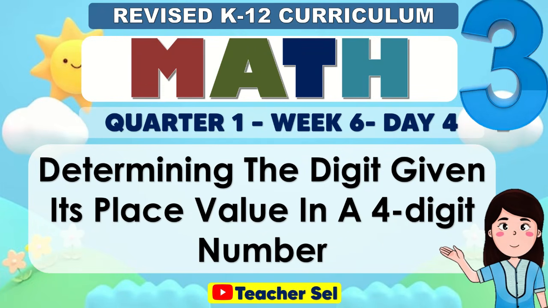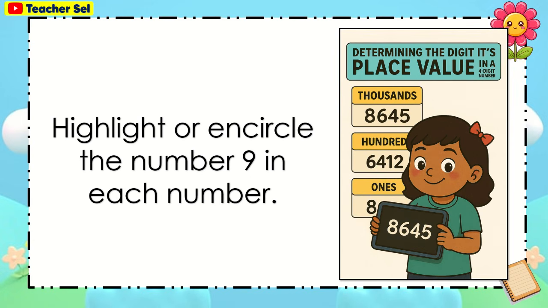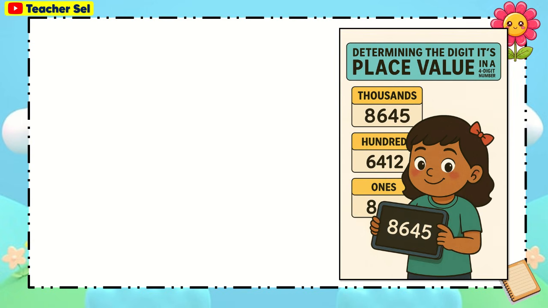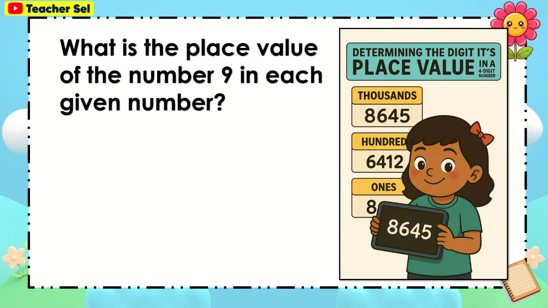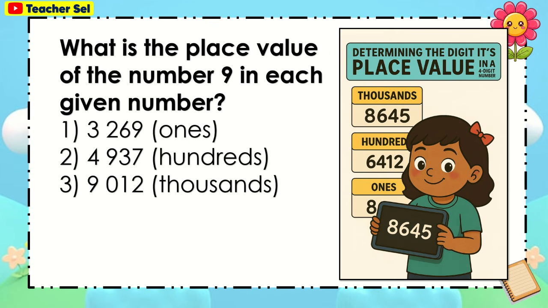For day 4, determining the digit given its place value in a 4-digit number. Highlight or encircle the number 9 in each number. What is the place value of the number 9 in each given number? In 3,269, it is ones. 4,937, hundreds. 9,012, thousands. 1,396, tens.